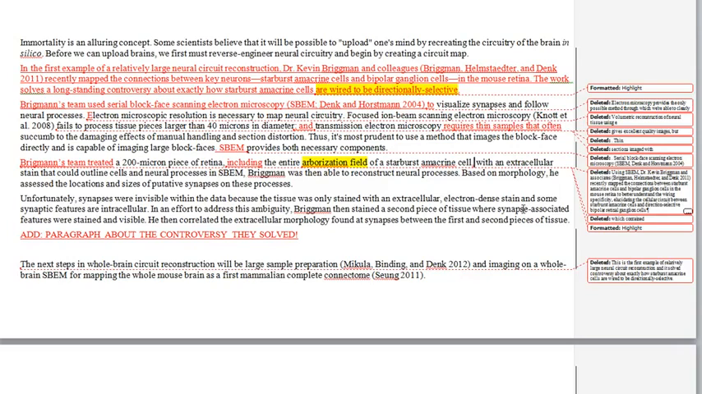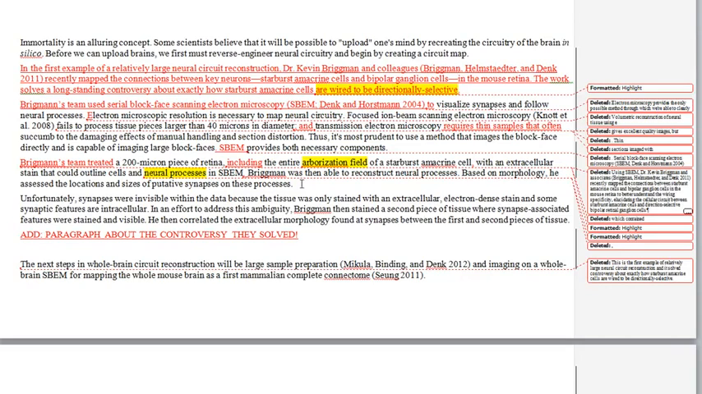So this is just an extra little detail. So it seems like an important detail, but we can put it in with commas, set it off with commas. With an extracellular stain that could outline cells and neural processes in SBEM. I think neural processes probably needs a little bit of unpacking too. I'm going to highlight that for the author. It's a little jargony. Is there something? Could you explain it kind of quickly with some simpler terms there? And I'm going to end the sentence there. So Brigman's team treated the retina with this. They were able to outline the cells and neural processes using this extracellular stain and this electron microscopy technique.